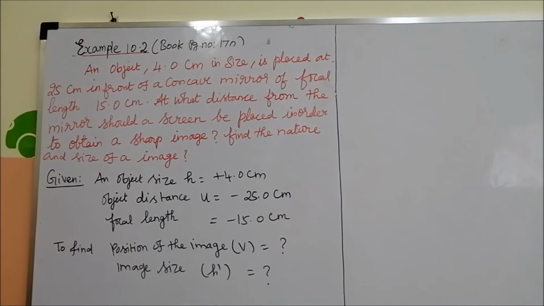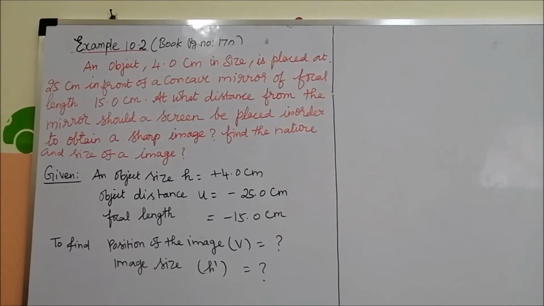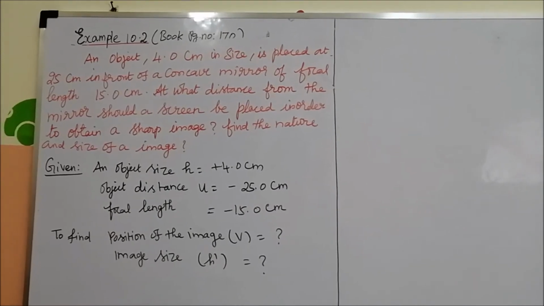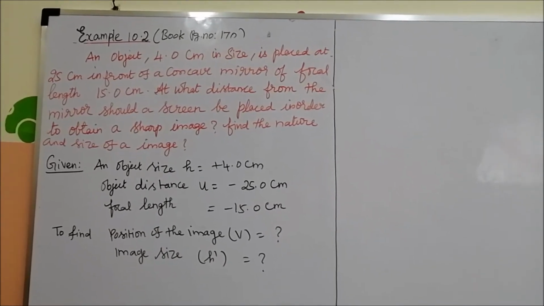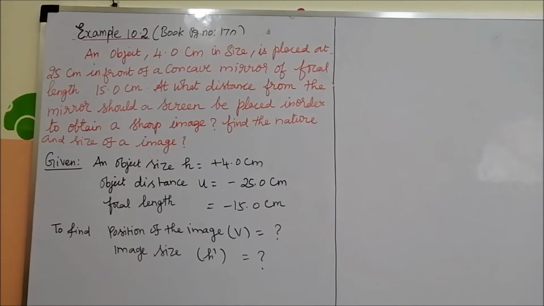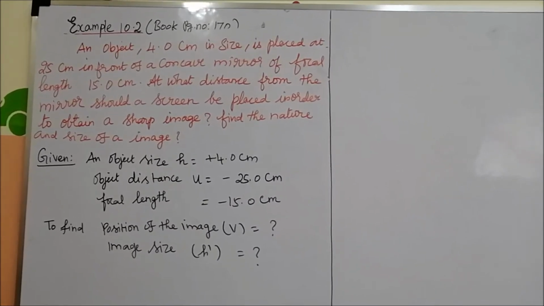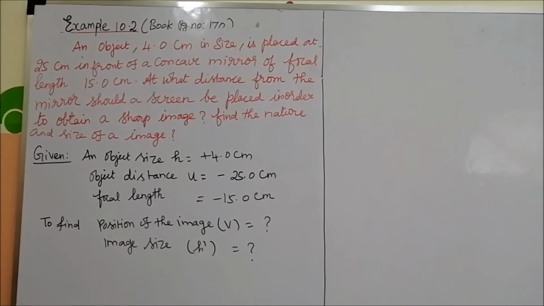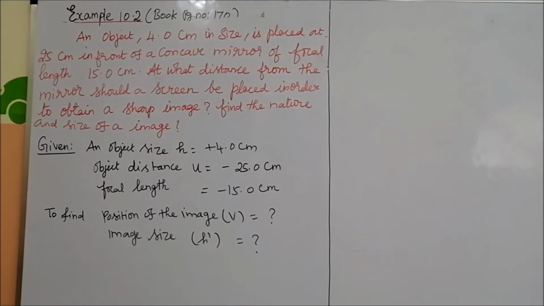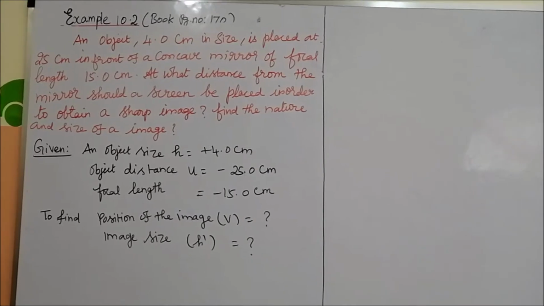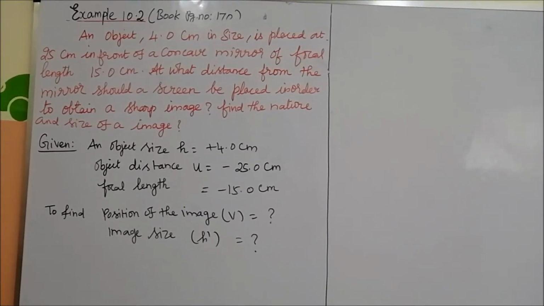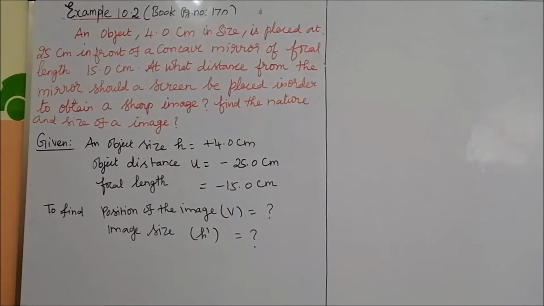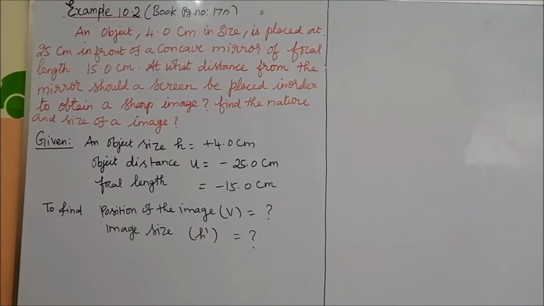Here is example 10.2, book page number 170. An object 4 cm in size is placed at 25 cm in front of a concave mirror of focal length 15 cm. At what distance from the mirror should a screen be placed in order to obtain a sharp image? Find the nature and size of the image. So in this question, we should find the nature, the position of the image and the size of the image.